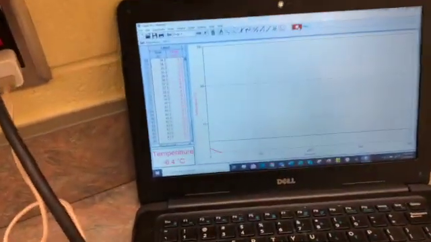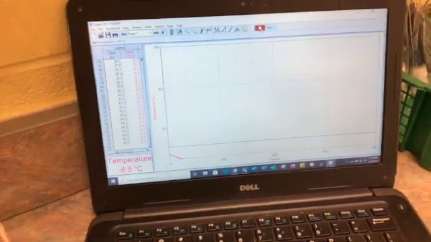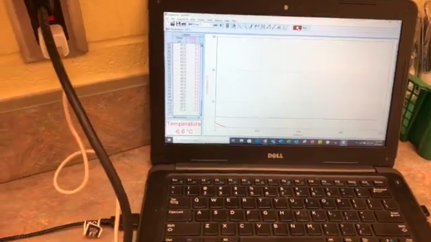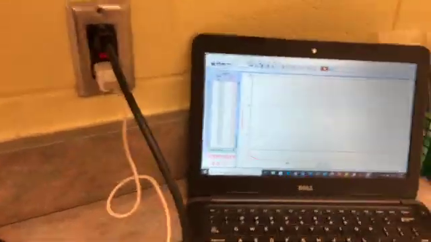It's over here, running on the computer, collecting temperature data. And it's going to be running for several minutes. And while demonstration 1 is running, I will quickly explain what it is.